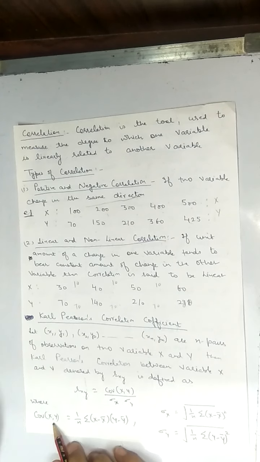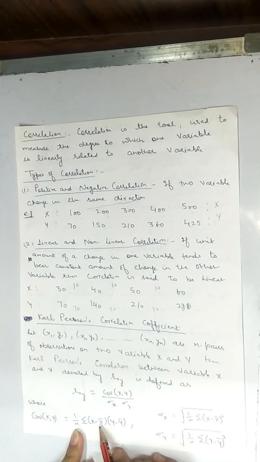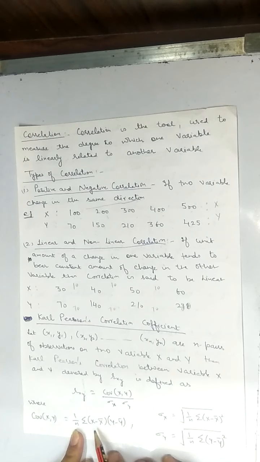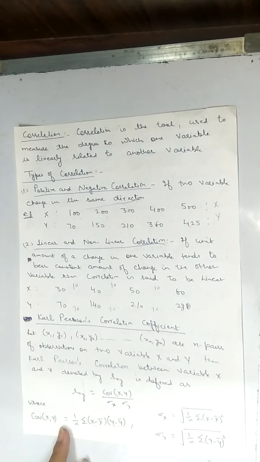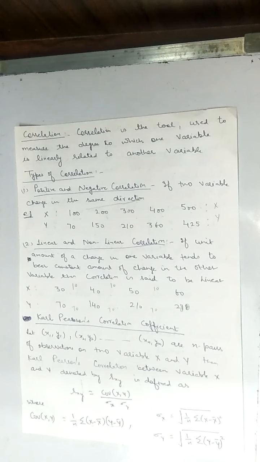Here the covariance between x and y is 1 by n summation of x minus x mean into y minus y mean. So first of all, for covariance we find the mean of x and y, then we find these two differences, then we find the product, and finally we get the sum of these product values. Divide by n, we get our covariance, and this is our standard deviation of x and this is our standard deviation of y. So with the help of this formula we can find correlation.